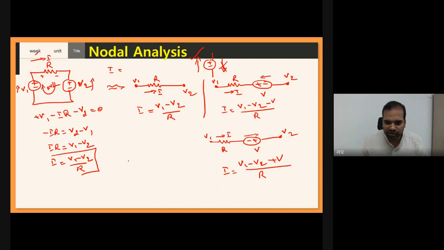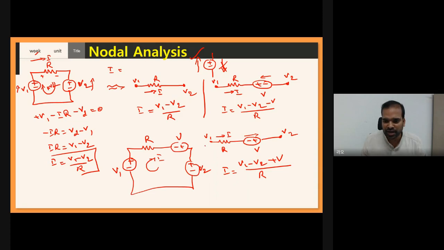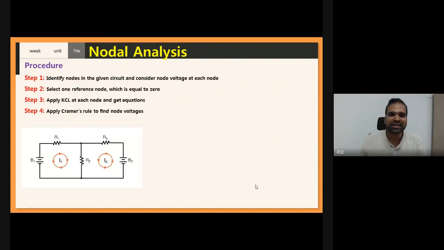So here V1 is plus to minus, something like this. This is another resistor. So you have another voltage source, minus and plus, V2. So this is our clear circuit: V1, V2 and V, and this is R. Now you have applied KVL. So this one and this one both are the same, but here I have extended this one. Even if you apply KVL, you get the same equation. Clear.